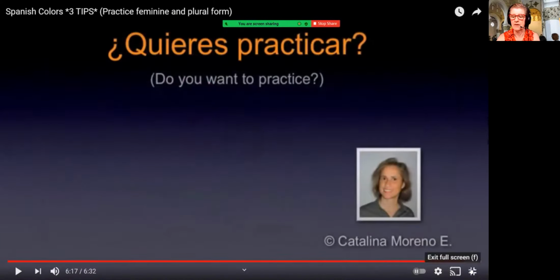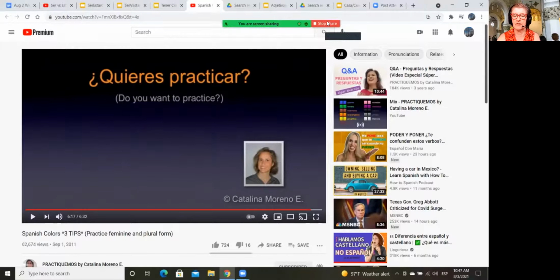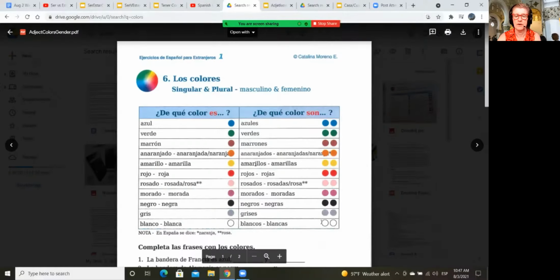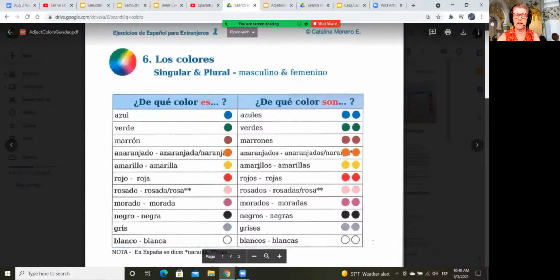Okay, bien. Let's take a look at some examples. And these examples hold true, not just for colors, but any descriptive word. That means adjectives. Adjectives have to be in the same form as the thing, noun, or the person, noun, that they're talking about. Okay, and we don't do that at all in English.